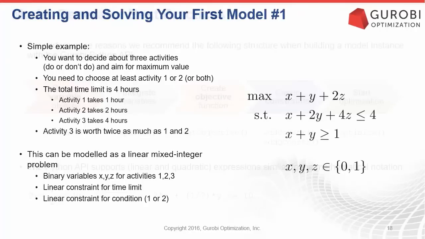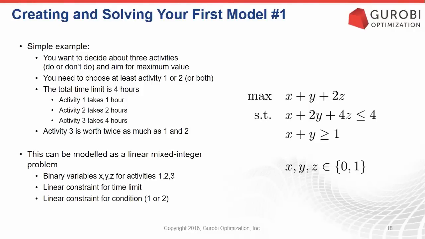Okay, so let's look at the first model that we are creating using this API. There is a basic example that also comes with the Gurobi installation. It's called MIP1. And MIP1 is a very small example of a mixed integer problem that consists of 3 binary variables, so x, y, and z. And those 3 variables are decisions.